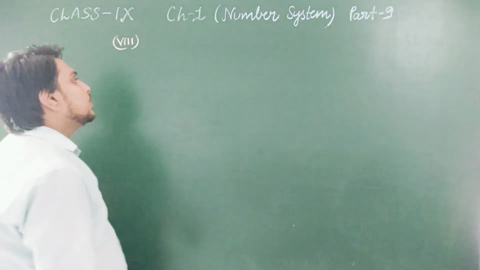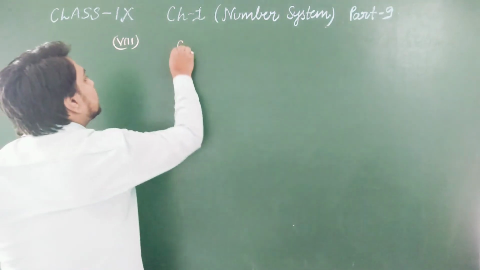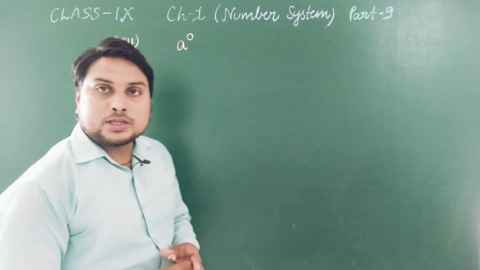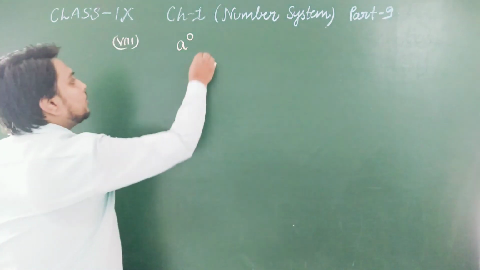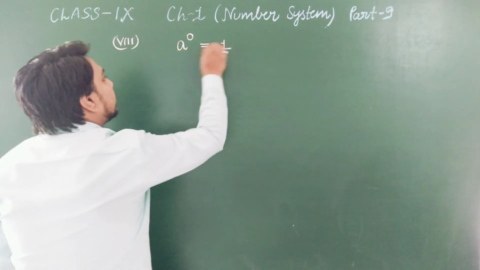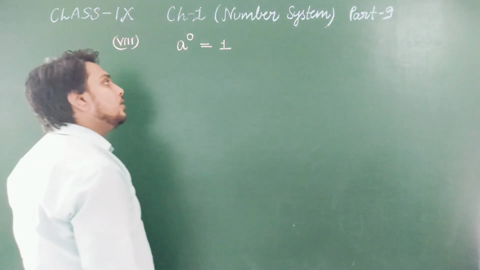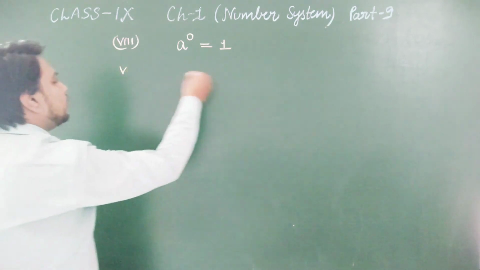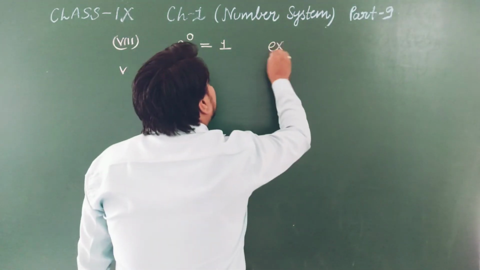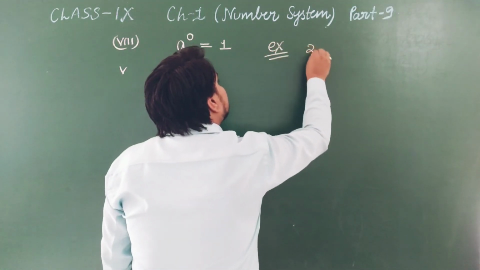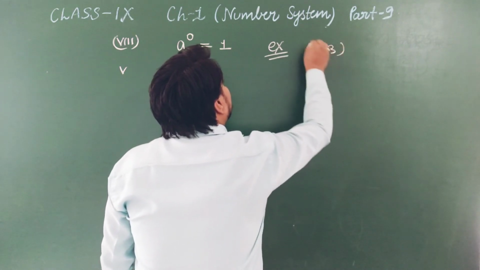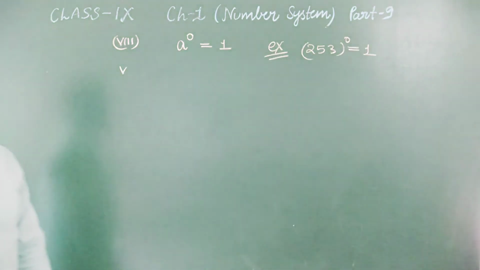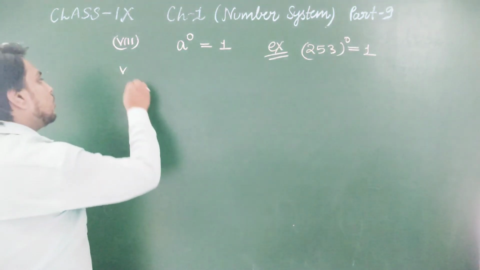Then the next one is, if there is a power 0 of any number, then the value of that number will become 1. If there is a power 0, what is the value of that number? 1. Okay, you can take an example here: if there is 253 to the power 0, then this will equal 1. Whatever the number is, if the power is 0, the whole value of that number is 1.